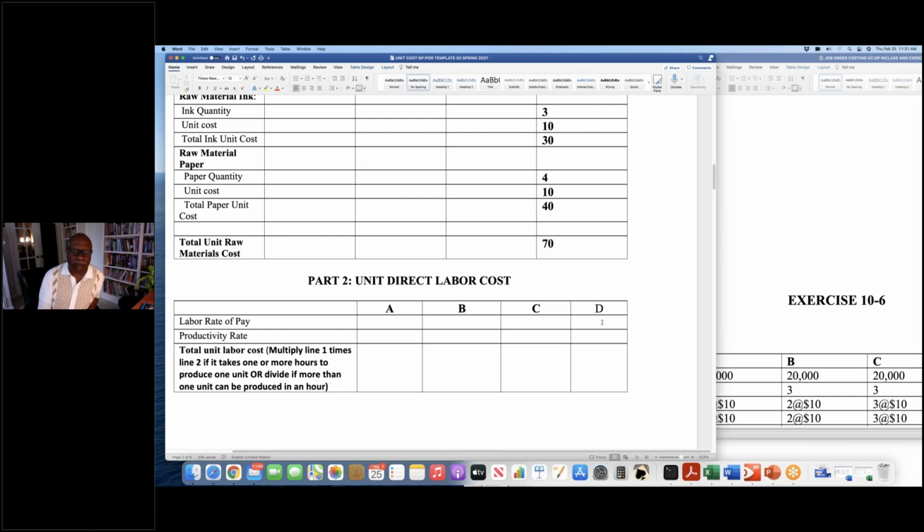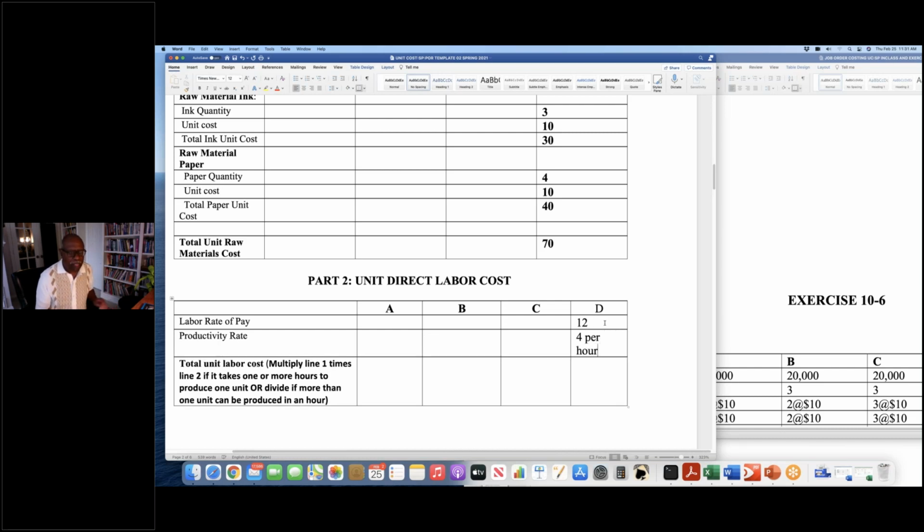So what's the labor rate? $12 an hour. What's our productivity? 4 per hour. How many can they make? 4 per hour. So whenever you see 4 per hour, when you get ready to get this cost, what are you going to do? Divide. Is that clear to everybody? If it's 2 hours, then you multiply it. But if it's 4 per hour, you divide to get your unit cost.